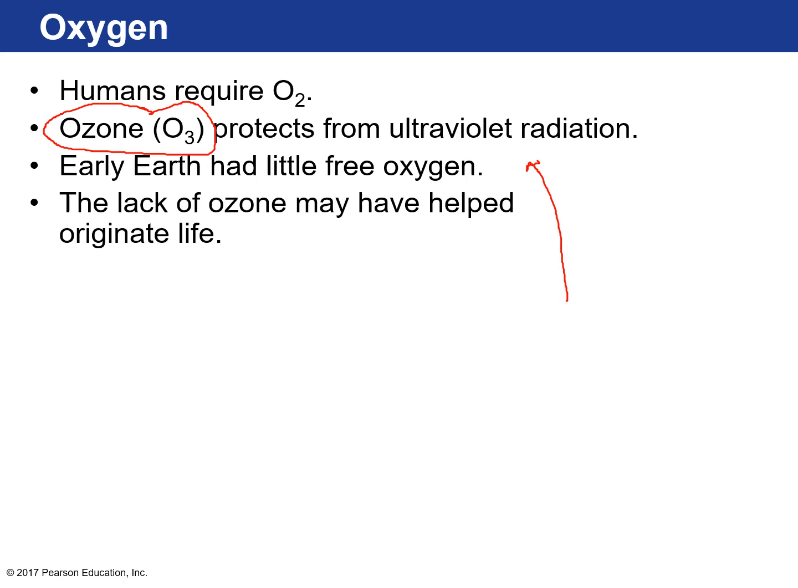Because the ozone layer will filter out a lot of UV radiation, and if there's less UV radiation striking the surface of the Earth, then that allows single-celled organisms to proliferate and even evolve into multicellular organisms. Okay. In the beginning, we didn't have an ozone layer, so a lot of the organisms, especially the anaerobic bacteria, which require little oxygen, may have helped originate life.